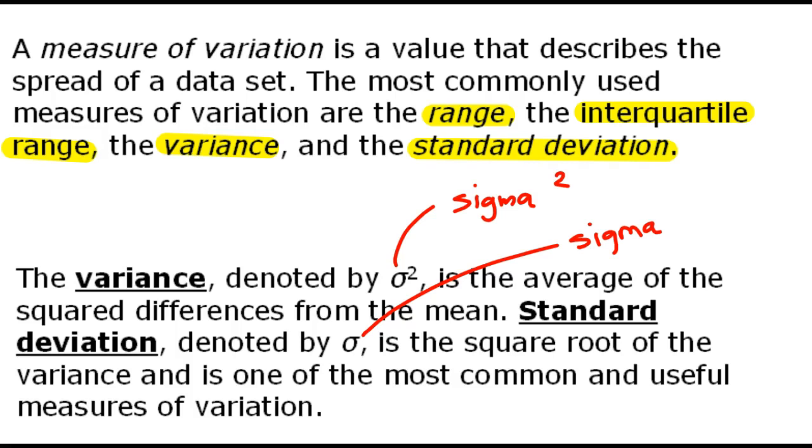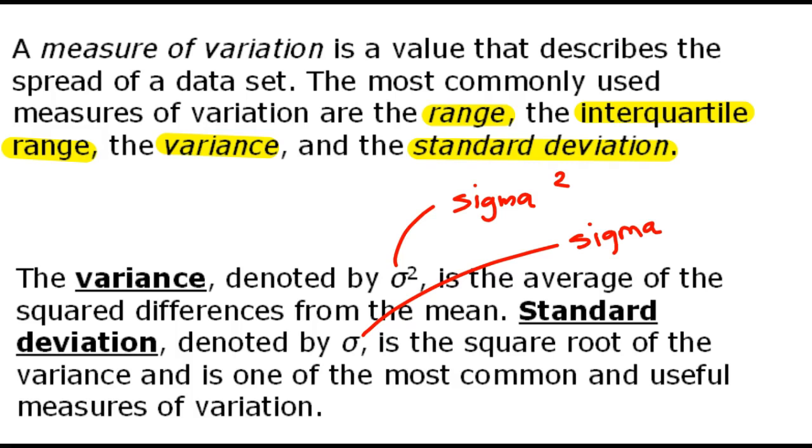Here are some definition type things. If you want to read up on that, the measures of variation that we use are the range, interquartile range, and then the new ones today are variance and standard deviation. Variance is denoted by sigma squared. So we use a little Greek letter to represent the variance, and the square root of the variance is what is going to be the standard deviation, which is denoted as sigma. So yeah, sounds like a fraternity.